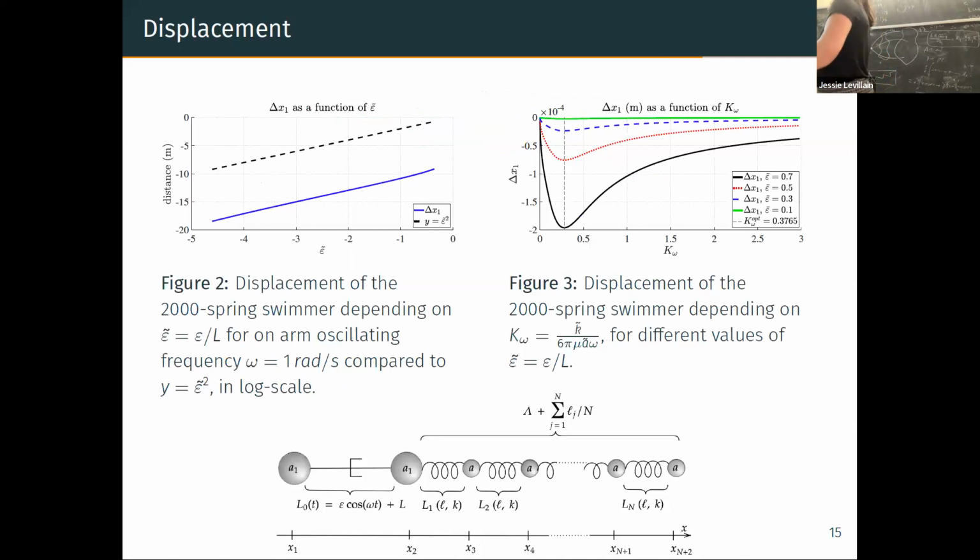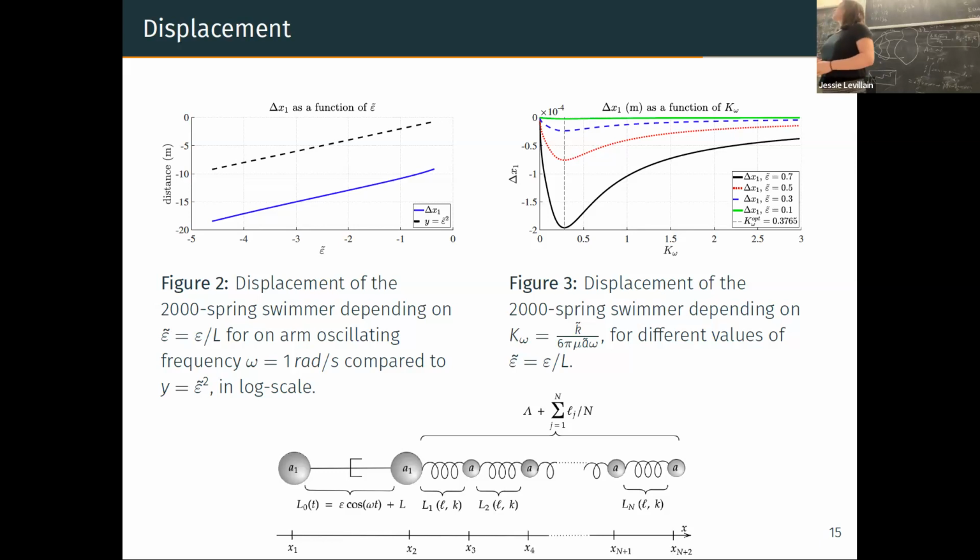And in figure 2, we can see the displacement of the swimmer directly depending on epsilon tilde, and as expected for this type of systems, it goes as epsilon tilde squared. There was also a dimensionless parameter we introduced when computing the solutions, which depends on the rigidity of the springs, the size of the spheres, and the oscillating frequency of the arm. In figure 3 we can see there's an optimal value for this parameter, around 0.37, at which we achieve a maximal displacement.